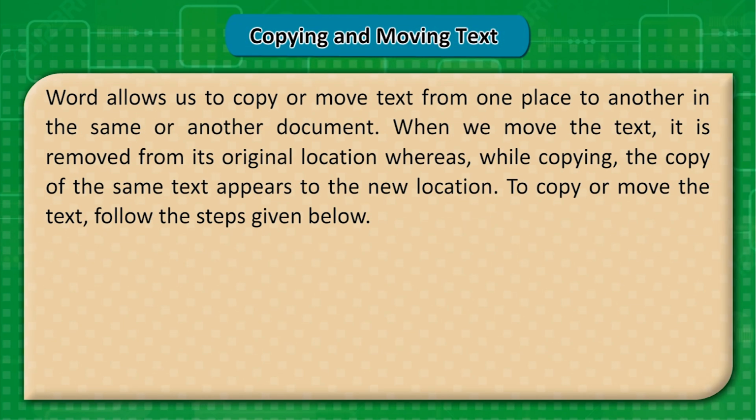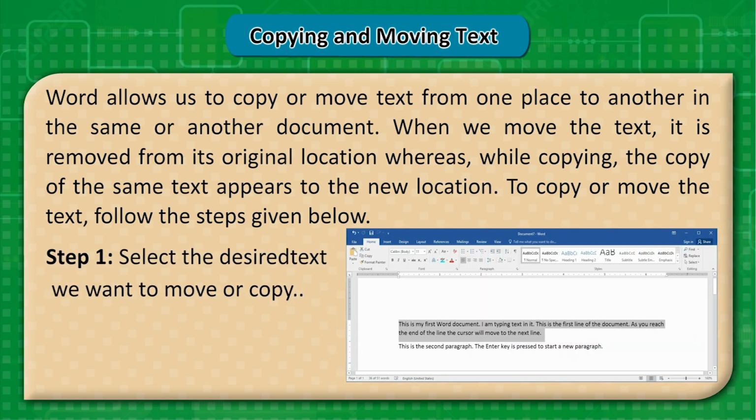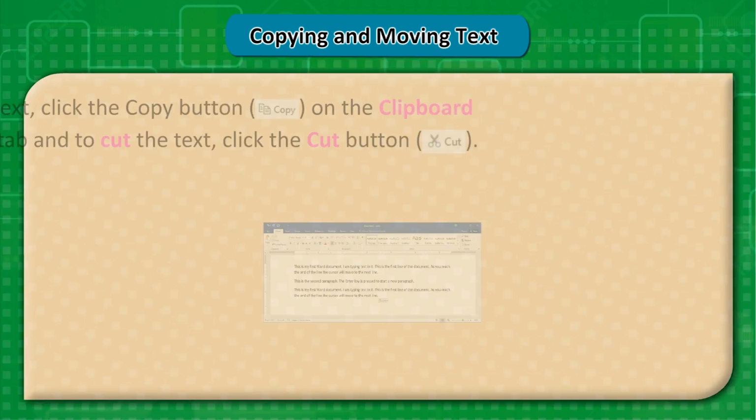Copying and moving text. Word allows us to copy or move text from one place to another in the same or another document. When we move the text, it is removed from its original location, whereas, while copying, a copy of the same text appears in the new location. To copy or move the text, follow the steps given below. Step 1. Select the desired text we want to move or copy.